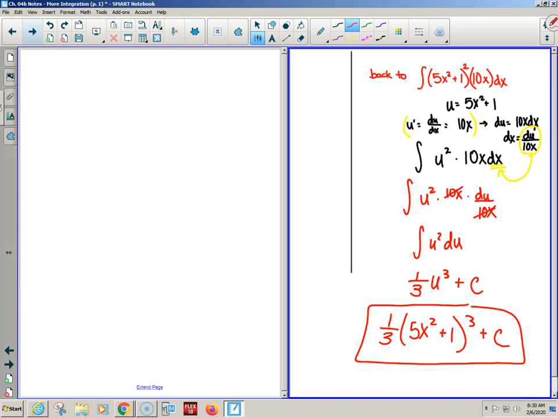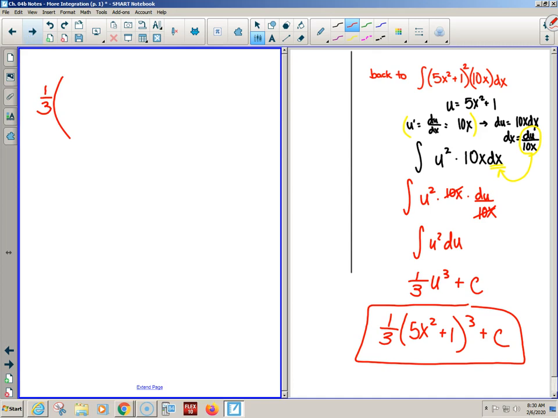Oh boy. Pascal's triangle. No stress. I got this. Pascal's triangle. We have a 1, we have a 3, we have a 3, we have a 1, because it's something that's been cubed, right?